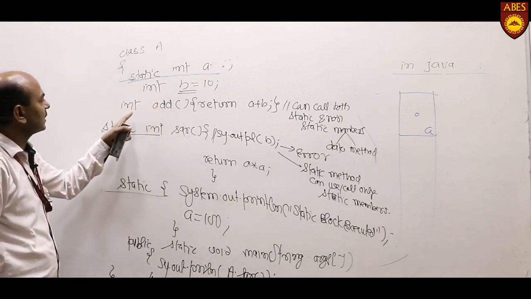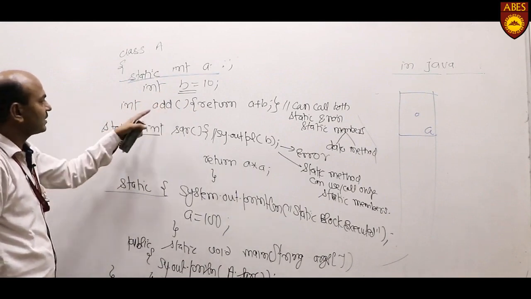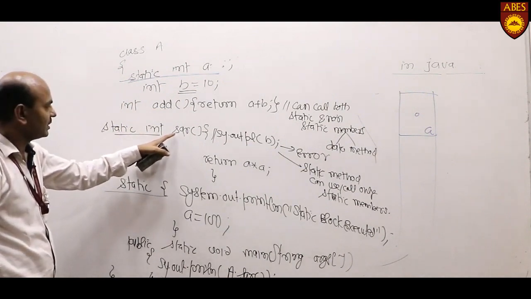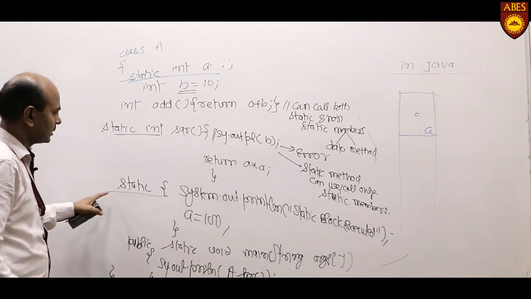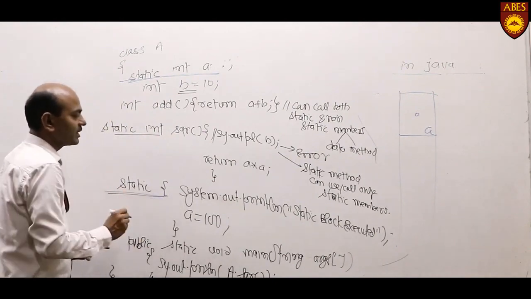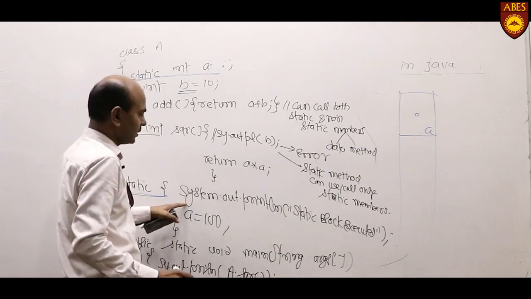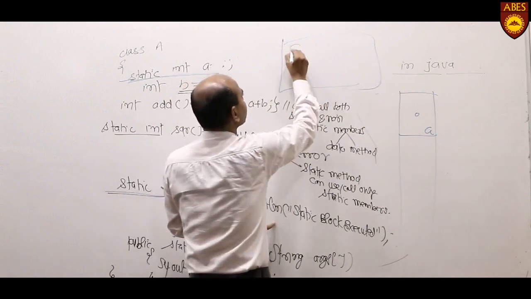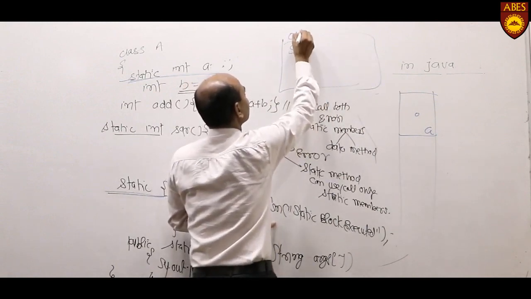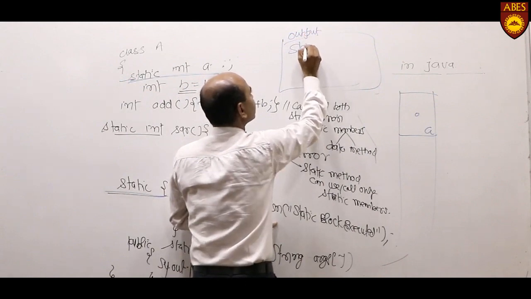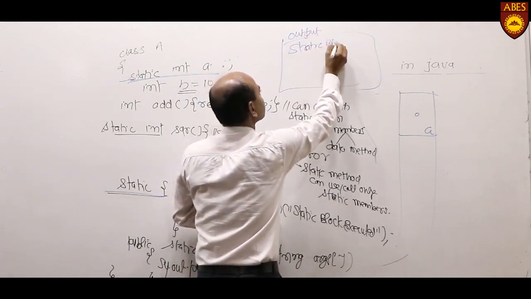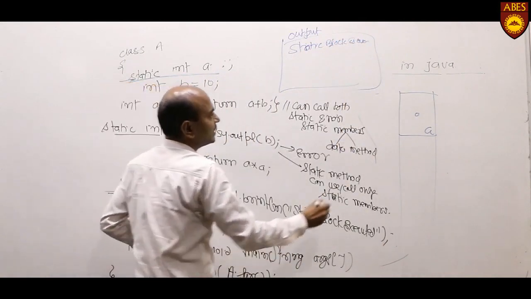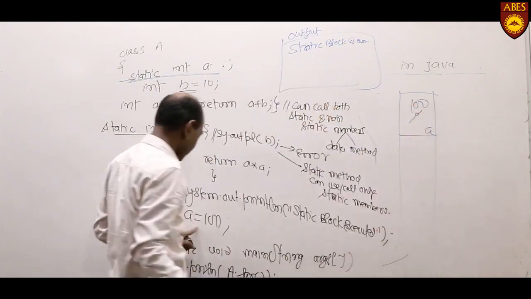This will not be loaded right now. Add will not be invoked until and unless it is called. This method will be invoked when it is called. Then the static block will be executed. So at this time, this line will be executed and the output of this program will be "static block is executed". Then the next line is a equal to 100. So this value will be initialized to 100.